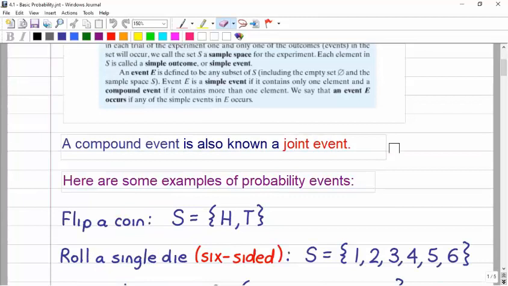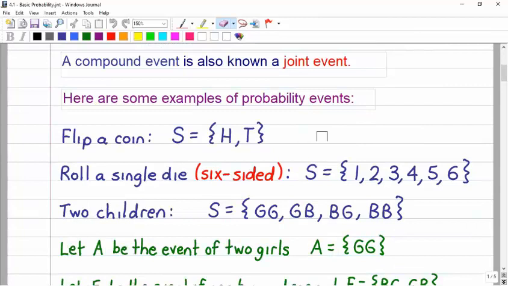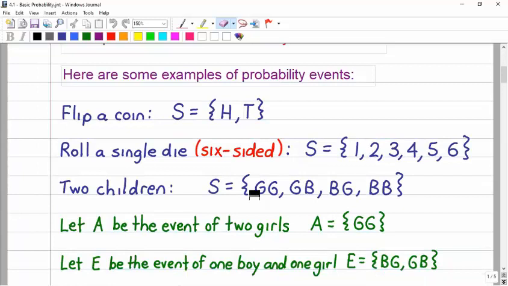So we're not going to be listing out gigantic sample spaces. You don't have to worry about that too much. But if you flip a coin, heads or tails, you have brackets wrapped around them. That's how we indicate a set of items. Here's the single 6-sided die, 1, 2, 3, 4, 5, 6. For 2 children, there are 4 boy-girl patterns: girl-girl, girl-boy, boy-girl, boy-boy, if you factor the order in. That's the sample space.